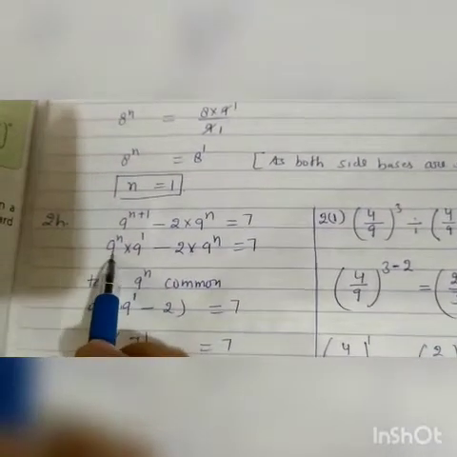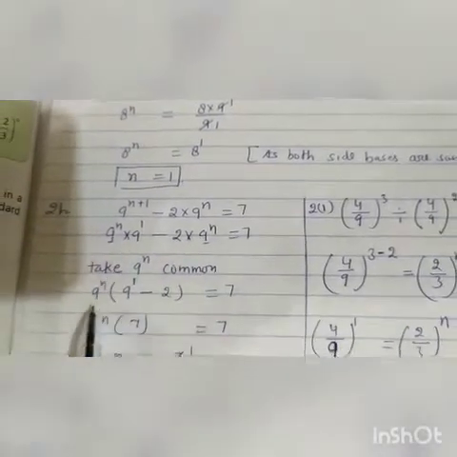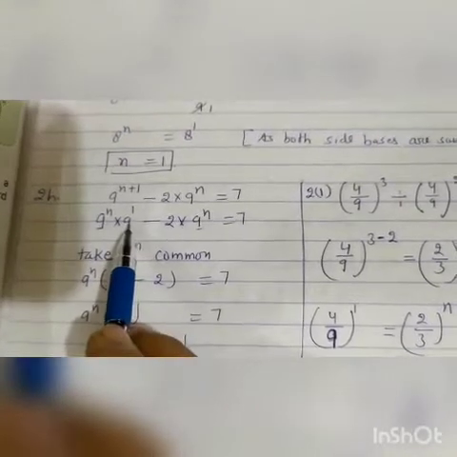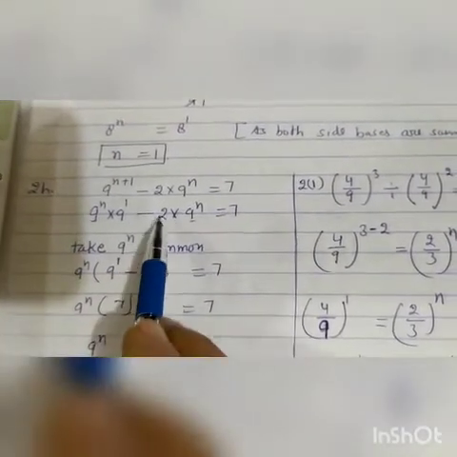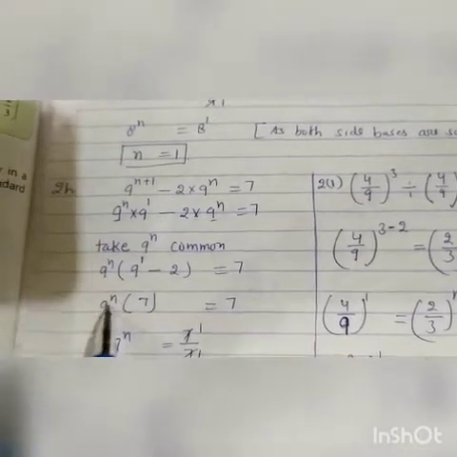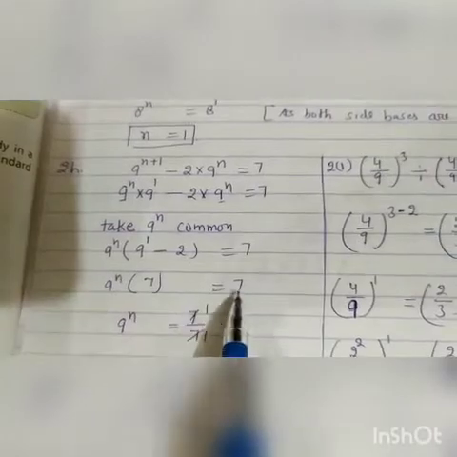Again see, 9 power n, 9 power n. This is same in both the terms, so we will take it common. 9 power n is common. What is left here? 9 power 1 minus this 2 is equal to 7. 9 power 1 means 9. 9 minus 2, 7 equal to 7.